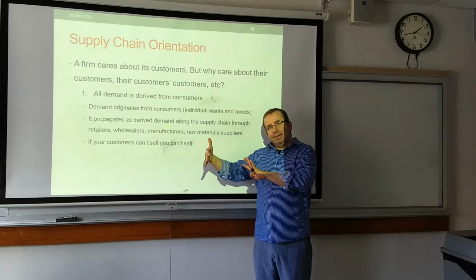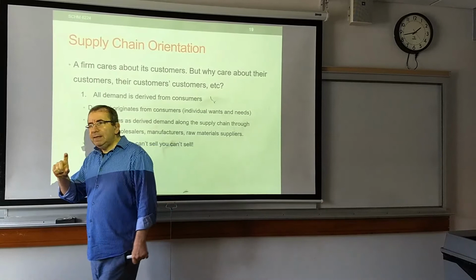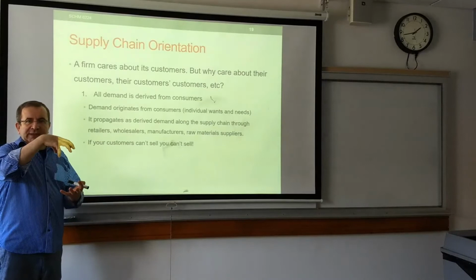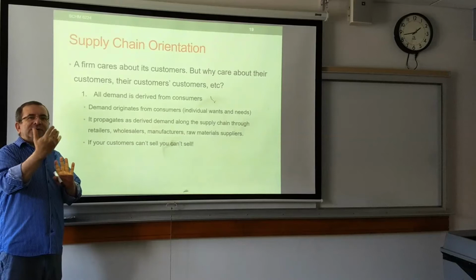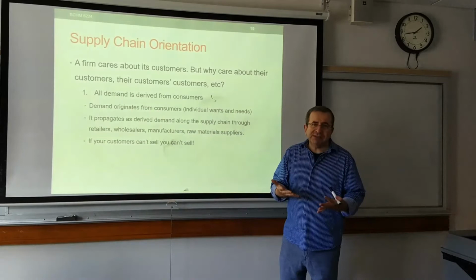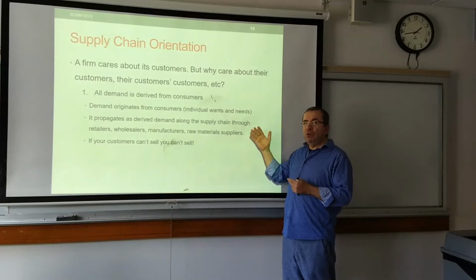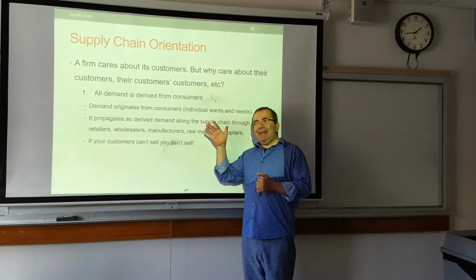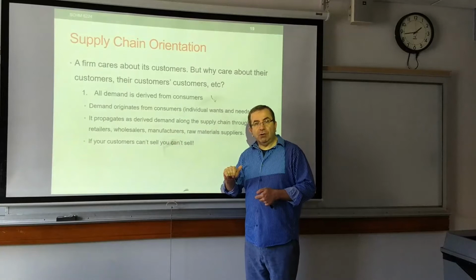So the Coca-Cola company sells the concentrate to bottlers. The bottlers make the product, okay, canned Coke or whatever, and they sell it to distributors, to retailers, and then to consumers. So even though the Coca-Cola company doesn't directly sell to consumers, it advertises to consumers. Because they know if consumers buy more from retailers, retailers will buy more from distributors, and then distributors will buy more from the Coca-Cola company.